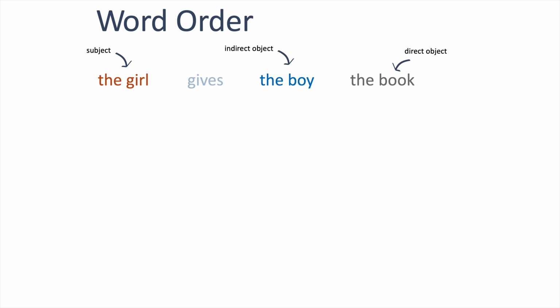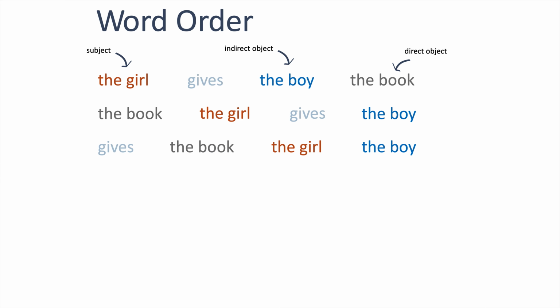Could we say this in another word order? Could we say, the book the girl gives the boy? Yeah, it takes a little extra second to process it, but it's still kind of intelligible. Could you say, gives the book the girl the boy? That's starting to make no sense. Could you say, the girl the book gives the boy? Similarly, that makes very little sense. This is because in English, the order of the words in a sentence conveys in large part their function.